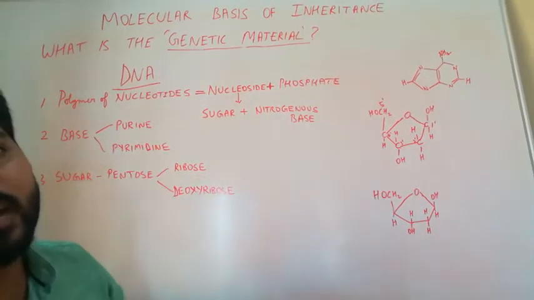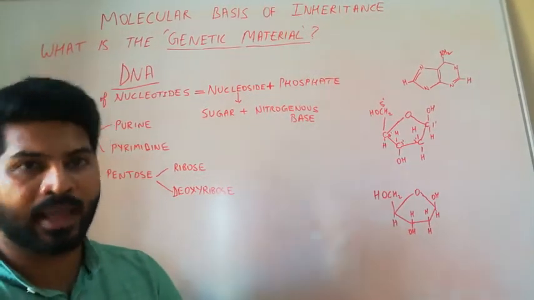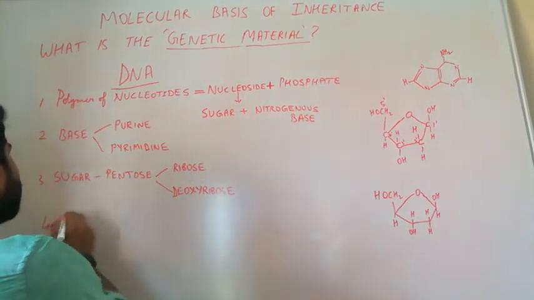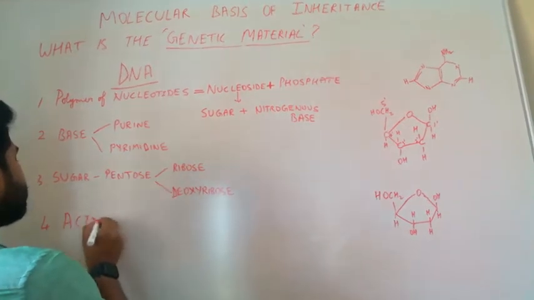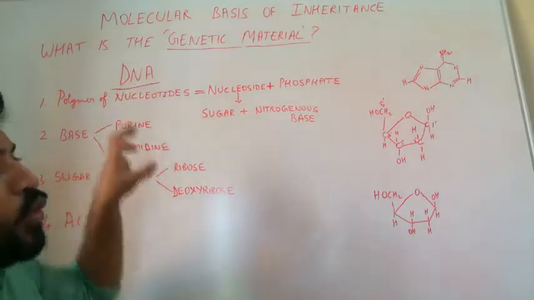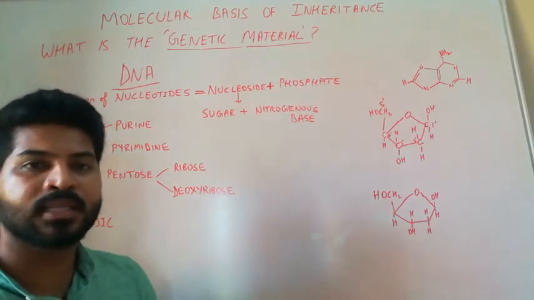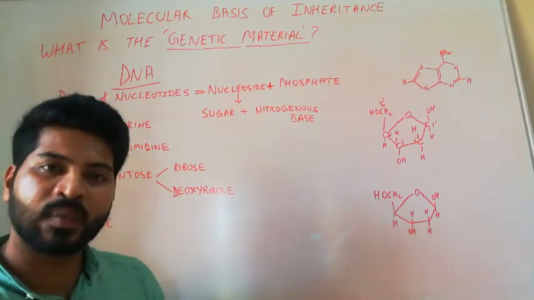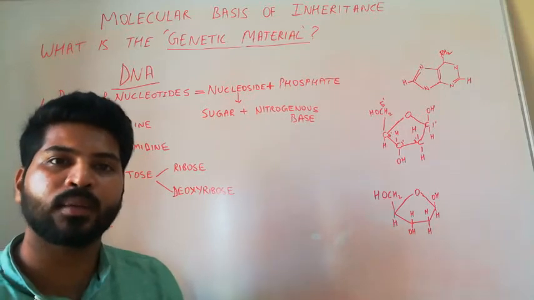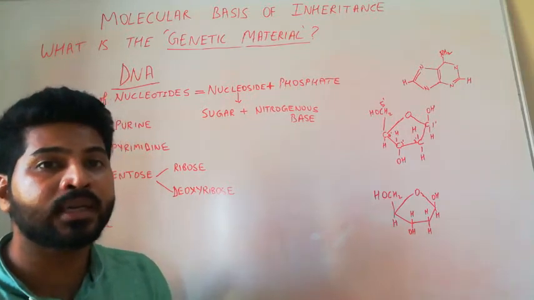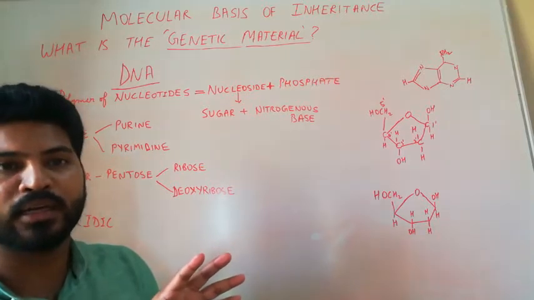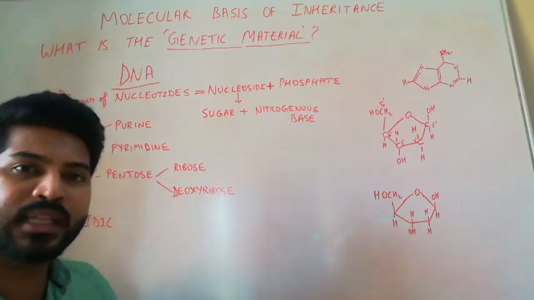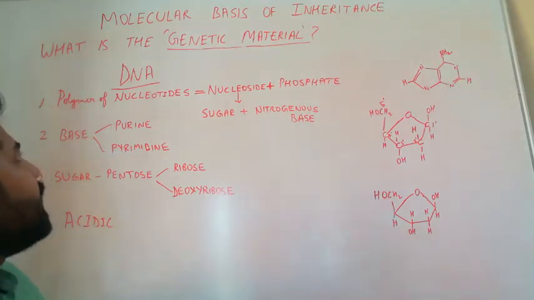DNA stands for deoxyribonucleic acid. So chemically, DNA is acidic in nature, and it is a nucleic acid. That is, this substance is present inside the nucleus. This is the same substance which Friedrich Miescher named nuclein. He did not have any idea about the DNA, but he found that certain acidic substances were present inside the nucleus and he called them nuclein.